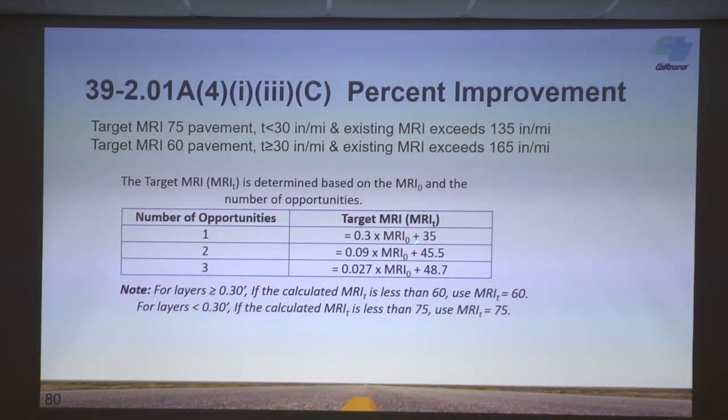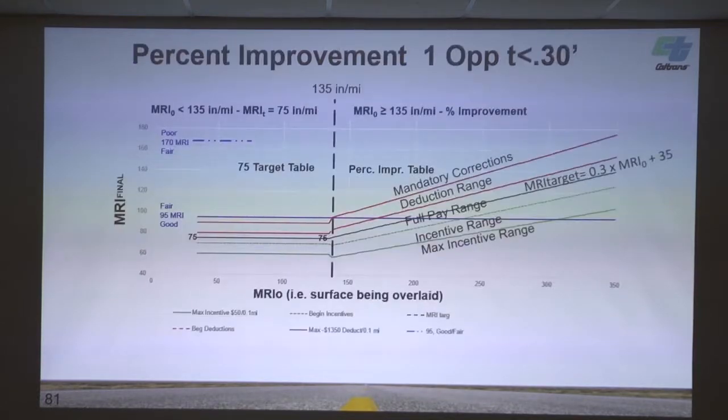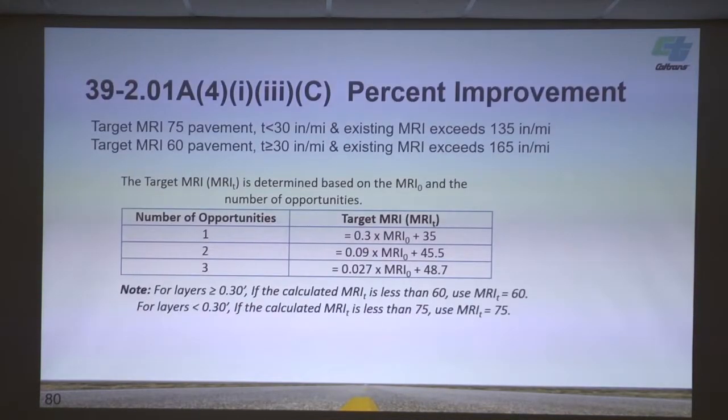These target MRI values are a function of how many opportunities for improvement you have. So when you go to that spreadsheet and you enter the number of opportunities, it's going to calculate all that for you. All you need to know is what an opportunity for improvement is. So, can you go back? If you had one opportunity, you use the 0.34 times MRI not plus 35. If you had two opportunities, that uses the other formula. If you have three opportunities, it uses the third formula.